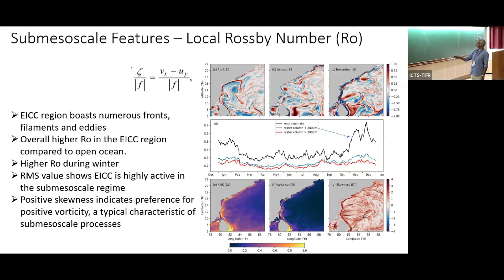In addition, we see that the highest values are during the northeast monsoon season, starting from November and going up to about January. Similar seasonal patterns can also be inferred from the RMS, variance, and skewness. The variance clearly shows that the EICC region has much stronger submesoscale activity compared to the rest of the domain. The skewness shows the preference for positive vorticity, which is typical of submesoscale processes.